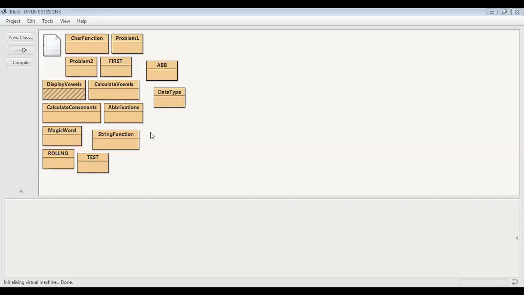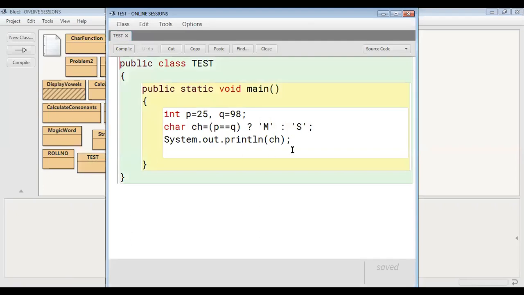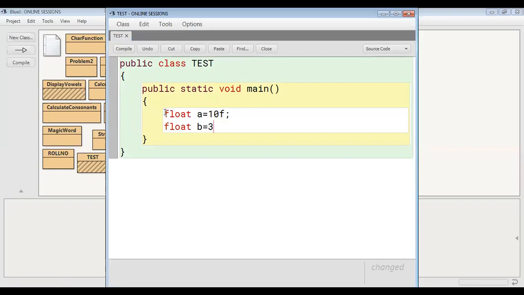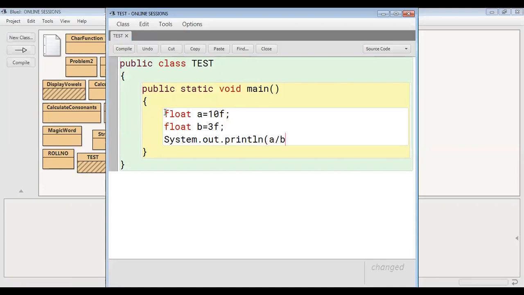Okay, let me explain this idea very well with the help of our software itself. Let's understand. This will help us to make it very clear how it is working. So here I have float A is equal to 10. I will write F in front of it, and float B is equal to 3. Now the result will always be float, but I am not writing it. I am directly printing the answer. Println A divided by B.